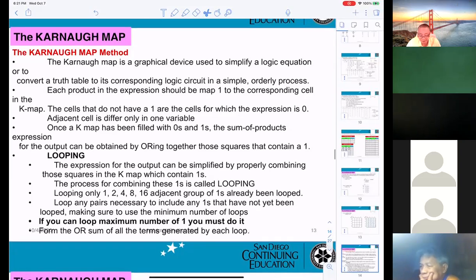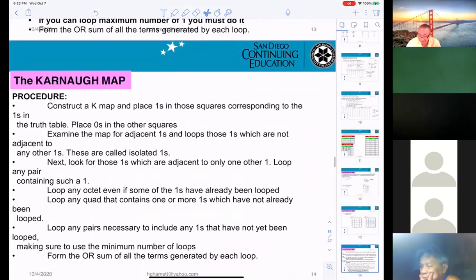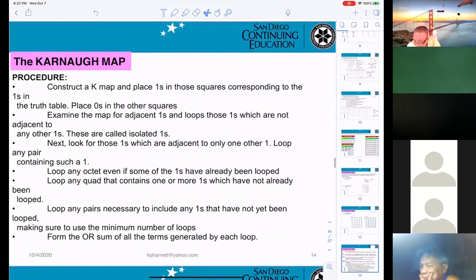Now I will try to explain to you. Okay, see how they work. You are reading, you cannot follow it.